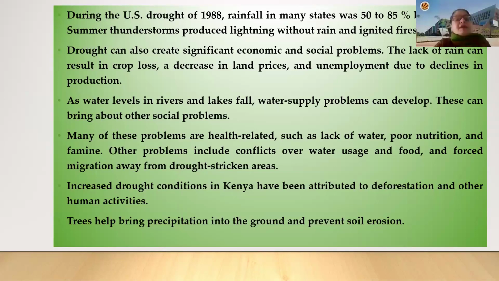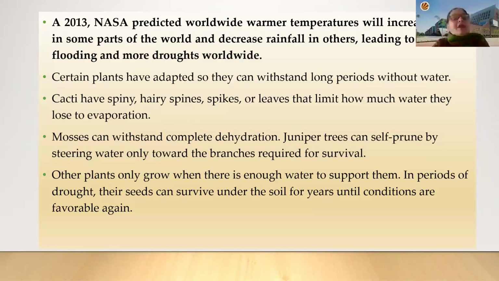In 2013, NASA predicted that worldwide warming of temperature will increase the rainfall in some parts of the world and there will be a decrease simultaneously in other regions. So this may lead to flooding in some areas or droughts in other areas of the world.